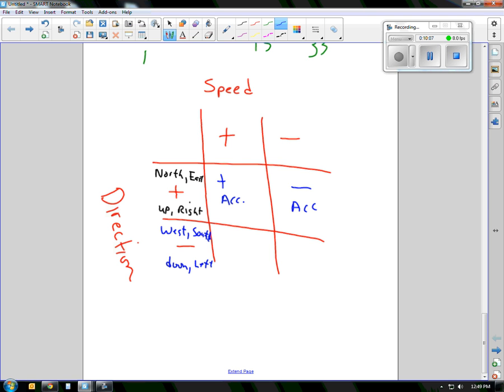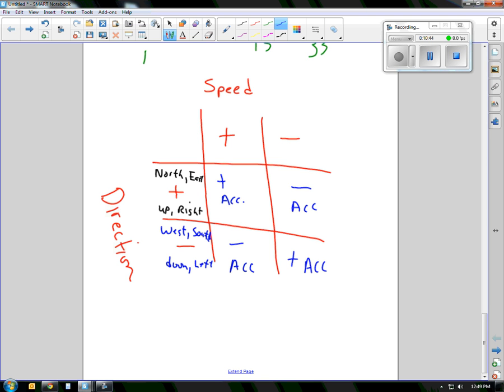How about this one? Speeding up in a negative direction. That's negative acceleration. That's a hard one to see because people say speeding up, oh, that's got to be positive. But if I'm speeding up in a negative direction, it's like I'm getting more and more negative as I go faster and faster in that negative direction. That's negative acceleration. And then the last one, slowing down in a negative direction, is positive acceleration.